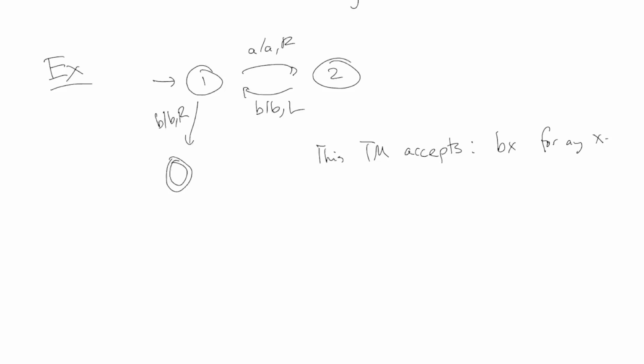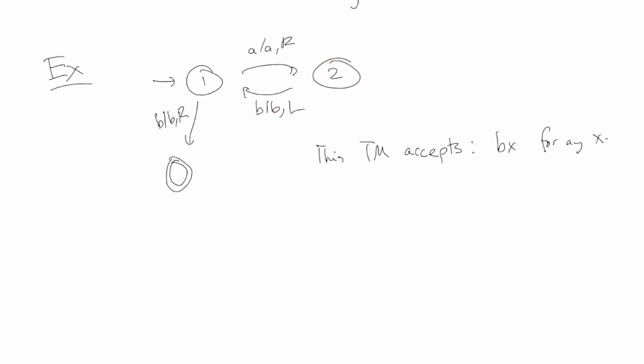What if the string starts with an A? For instance, what if it's just A? The whole string is just A. Is that accepted or rejected? Rejected, yeah. What happens is, you see A first, you go over here, and now the head is looking at a blank because it moved to the right by 1. And then there's no blank arrow here, so it just stops, rejected, all right?